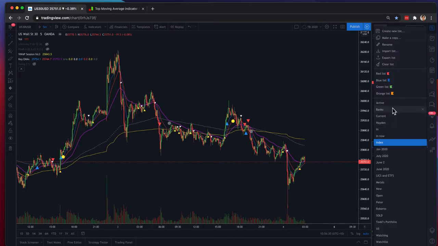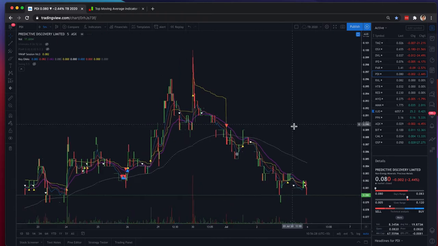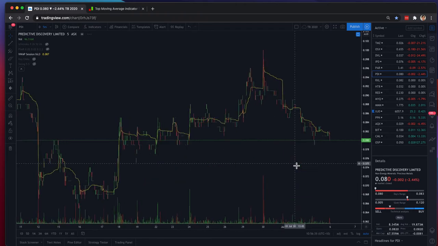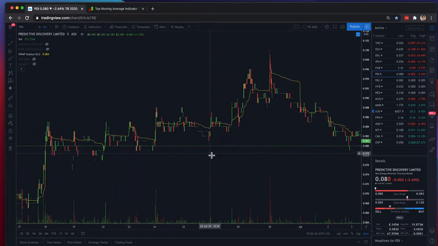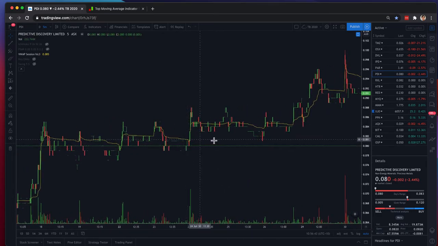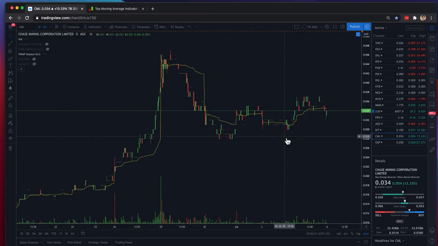Let's go back to a stock here. Let's say PDI. I'll remove the key EMAs because it does get a bit confusing. But times like over here, if you were to buy below the VWAP, it'd be pretty good. CML, same story. Buying below the VWAP can be a good story when support is established.